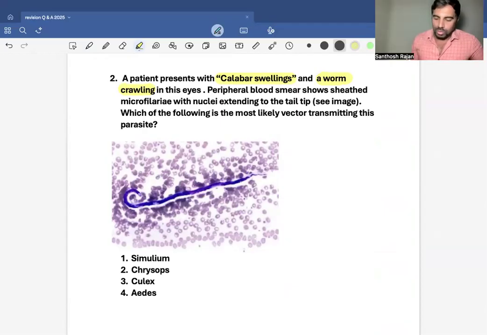So now peripheral blood showed a sheathed microfilaria with nuclei extending up to the tail end. This is exactly here. You see this picture? In the tail end, the nuclei go till the end part. So now, which of the following is the most likely vector? They ask the vector.